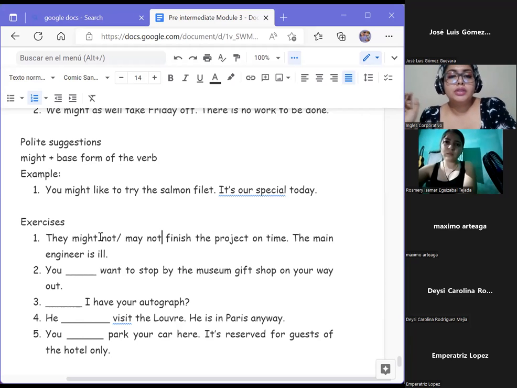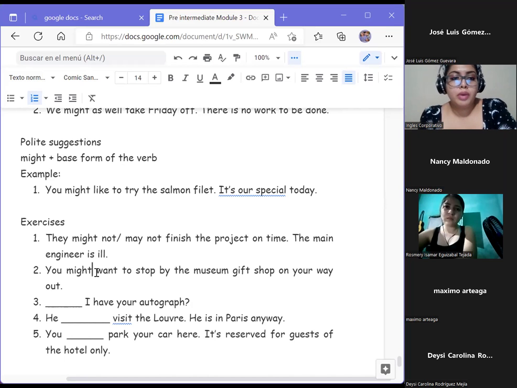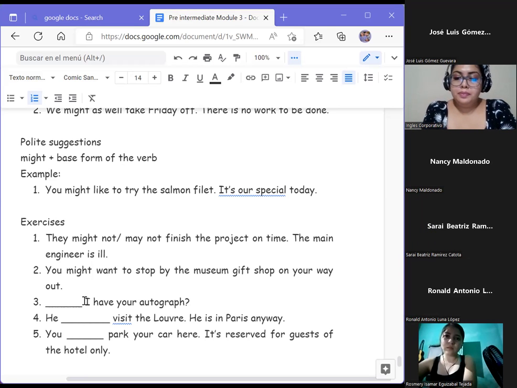Good. Second one, you want to stop by the museum gift shop on your way out. ¿Cuál podemos utilizar en el número dos? Might. Oh, good, might. You might want to stop at the museum gift shop on your way out. Number three, I have your autograph. In this case, it's a question. How can we use for questions? May. May. Good, may. May I have?